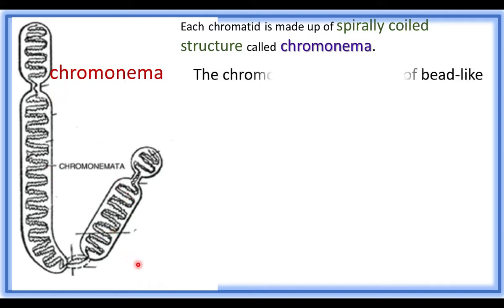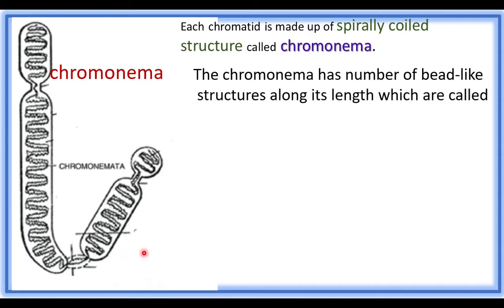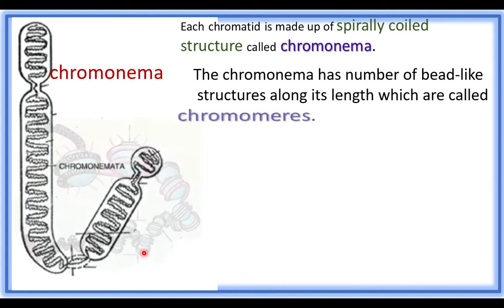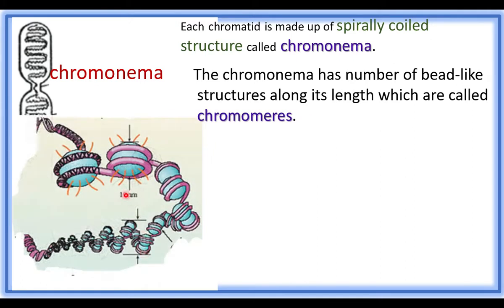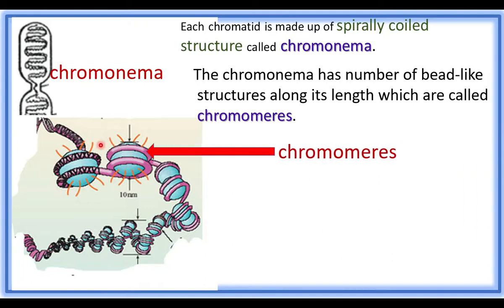The chromonema has a number of bead-like structures along its length called chromomeres. The chromosome has a spirally coiled structure called chromonema. This chromonema is made up of a number of bead-like structures called chromomeres. So chromomeres are the components of chromonema.